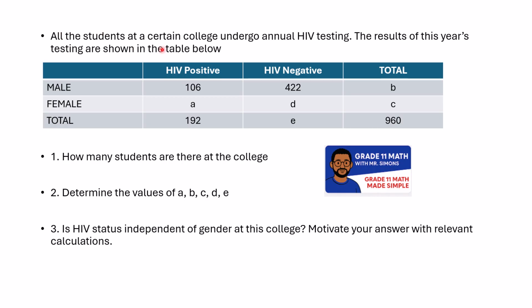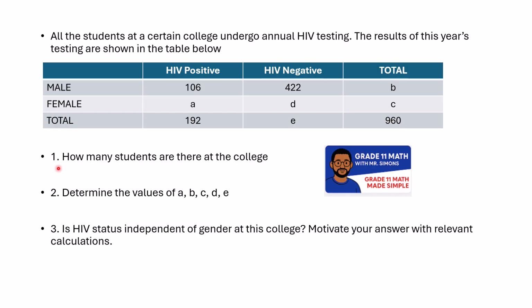So the first question. All the students at a certain college undergo annual HIV testing. The results of this year's testing are shown in the table below. In the table we have HIV positive, HIV negative, total, and also male and female. Males that tested HIV positive were 106, HIV negative 422. The total of HIV positive people here was 192, and the total people that took part in the test was 960.